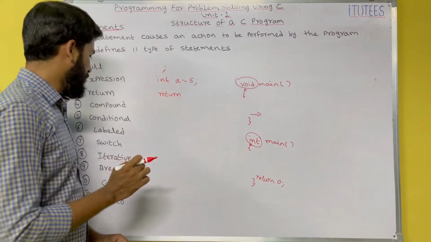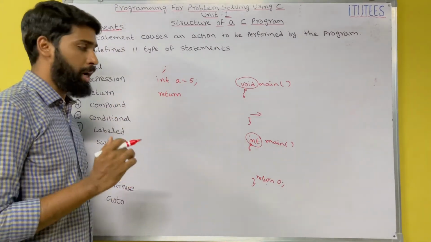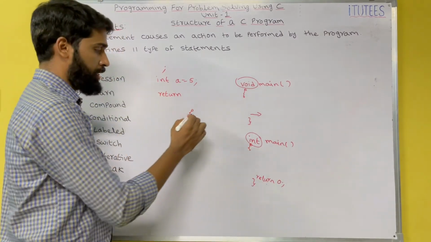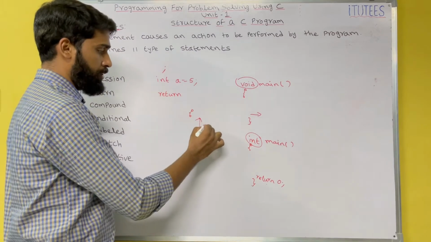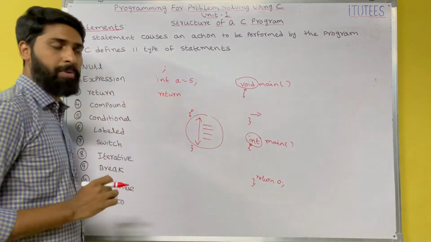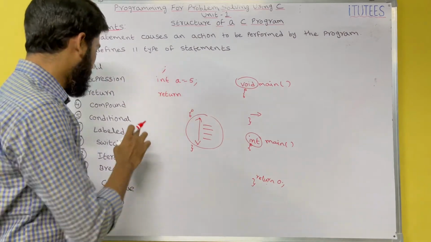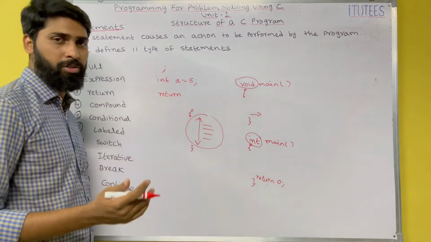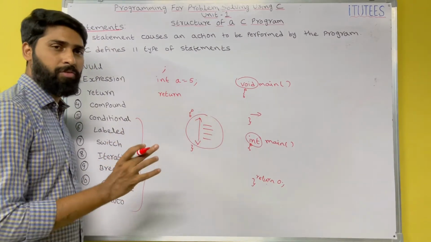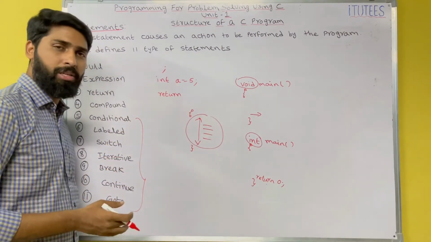Okay. Next one, compound statement. A compound statement is nothing but an open bracket and a close bracket. Inside this part we are going to write some statements, and these statements together are called a compound statement. Next one, conditional statements. In future classes we are going to see all these statements, so now we see a one-line definition of each.